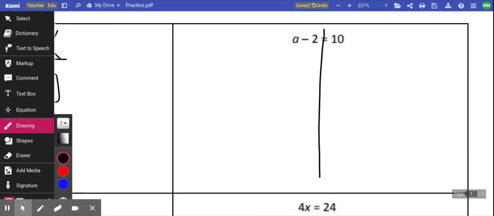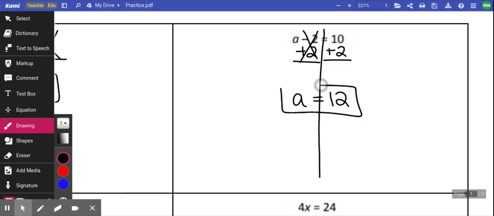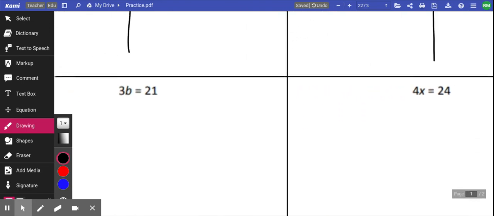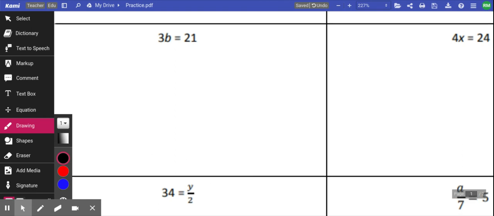Both of those are the same thing, minus 2 and negative 2. So what's the opposite of subtraction or negative? Addition. Addition or positive. So we got to do plus 2 to both sides. Okay. So these will cancel out and you'll be left with A equals 12. So plug it back in. 12 minus 2, is that 10? It sure is. So we're good. Good there. Now we're moving on to the multiplication ones.